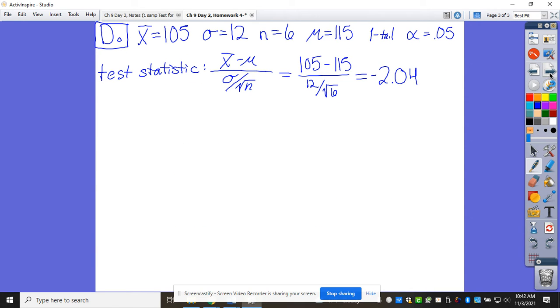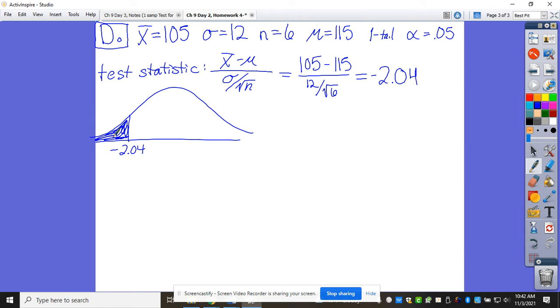All right, so at that point, what do I do? We want to take that, define. And so what do I usually put right here? Make a little curve. And then where is that? Where do I shade? Why? Because your alternative was less than.